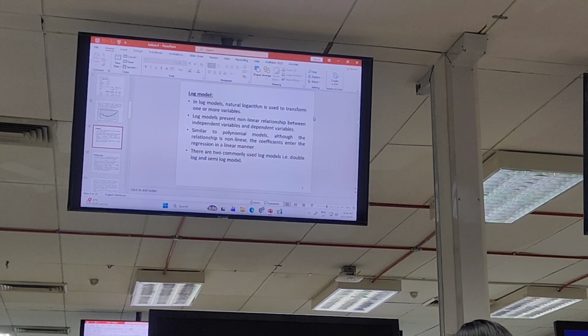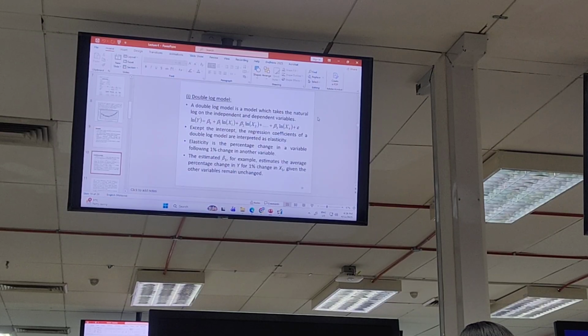Similar to the polynomial model, although the relationship between y and x is non-linear, the coefficients enter the relation in a linear manner. Because in this case it appears as log of x and log of y. There are two commonly used log models: the double log as well as the semi-log model. Later we discuss how to interpret the different models.